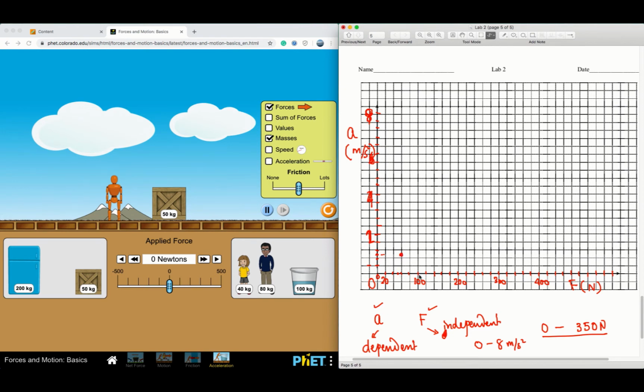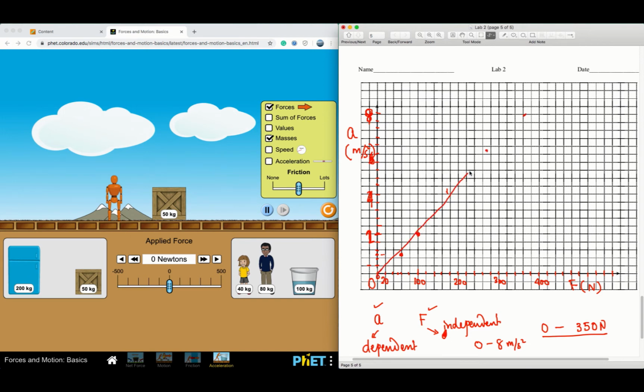Okay, so for 100 newton force, go up, our acceleration is 2. Okay, so that's the next data point. So for 100 newtons, acceleration is 2 meters per second squared. So that's the next data point. So you draw all the data points on this graph and see what kind of graph you get. Okay, whether it's a linear or non-linear graph. If it is linear like this, then you want to draw a best fit line.